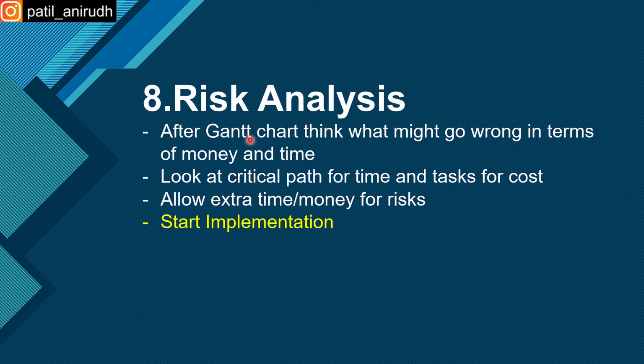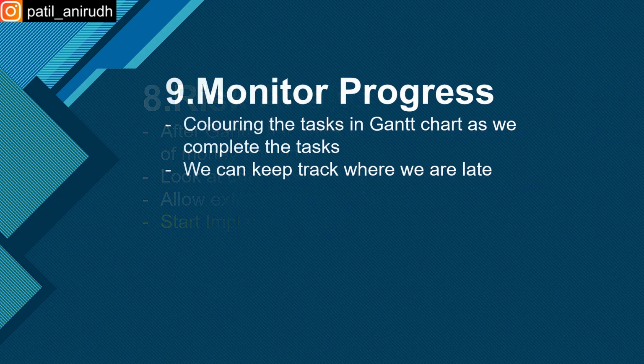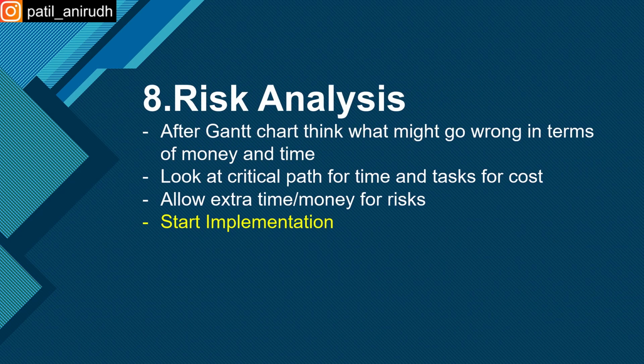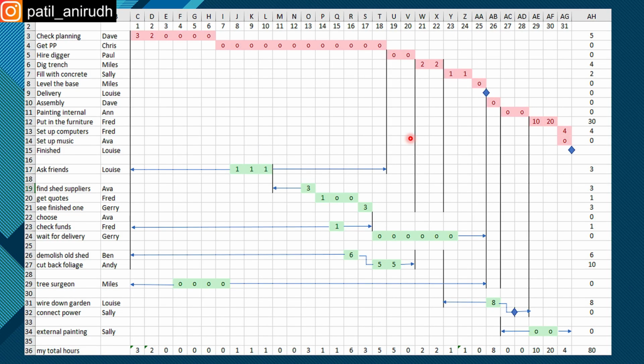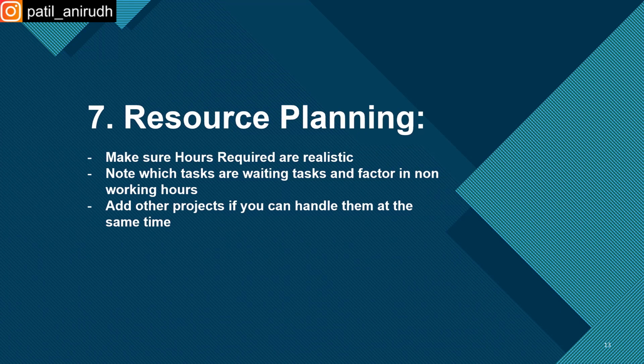So basically at the 8th step, after doing so many things, you start the implementation. Next is monitor the progress. As you build the project, you start monitoring how things are going, and coloring the tasks in the Gantt chart. So if you go to the Gantt chart, where is our Gantt chart? Yeah, this one. You can color things in different colors, like whatever tasks are completed, you can choose whatever color you might like, so that you can keep track here, okay, like that.